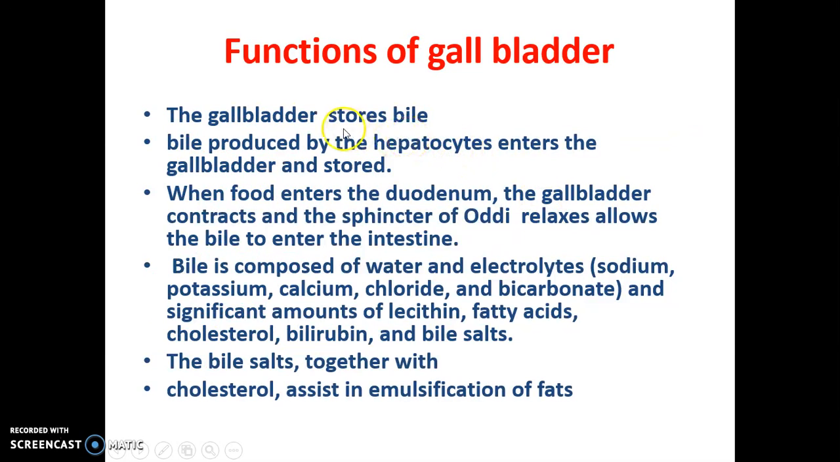Functions of the gallbladder. The gallbladder stores bile. The bile is produced by the hepatocytes of the liver, and this bile is stored in the gallbladder. When food enters the duodenum, the gallbladder contracts and the sphincter of Oddi relaxes, allowing the bile to enter the intestine.